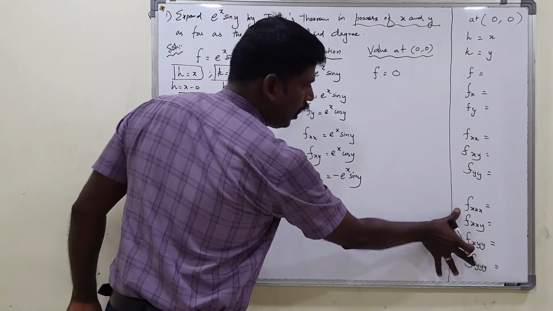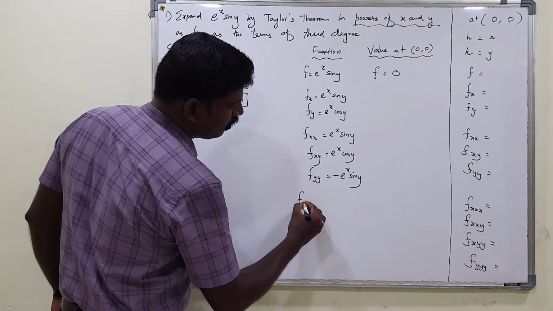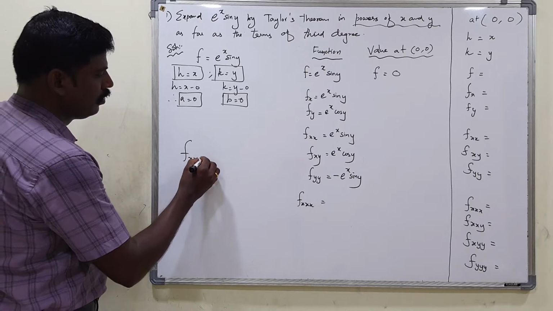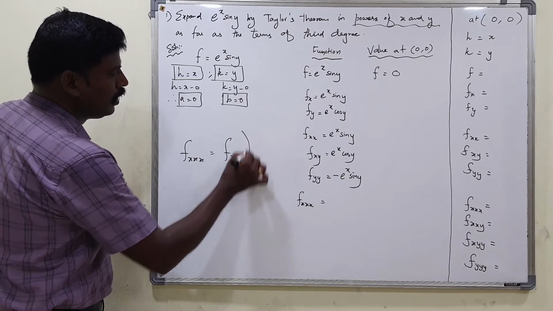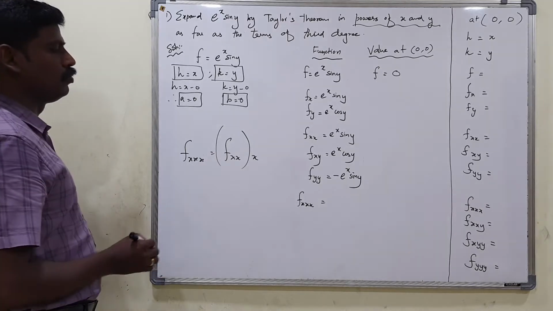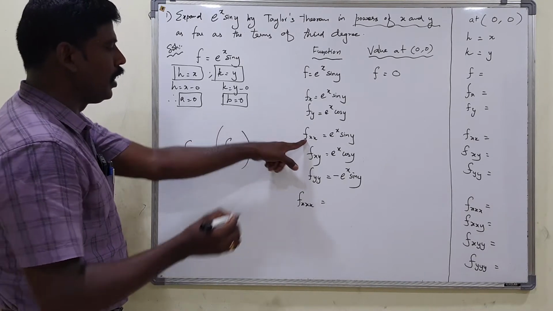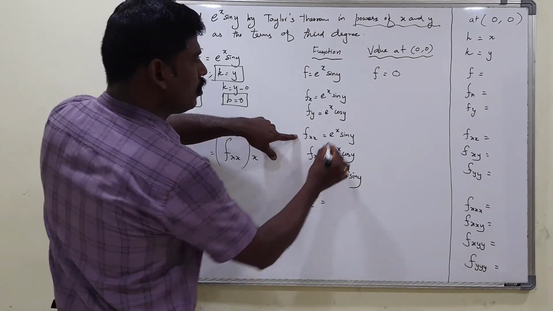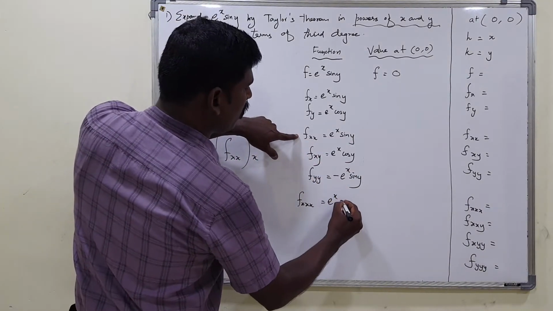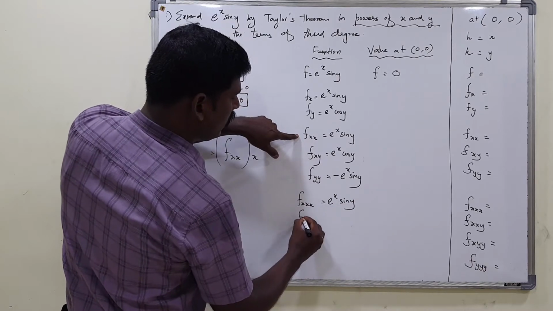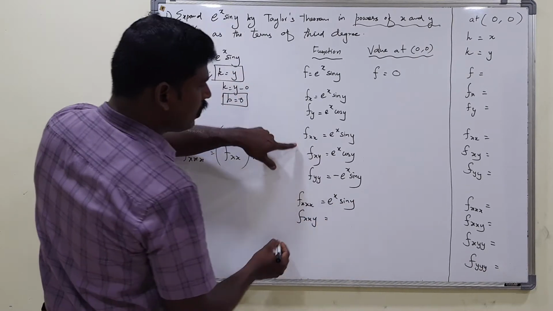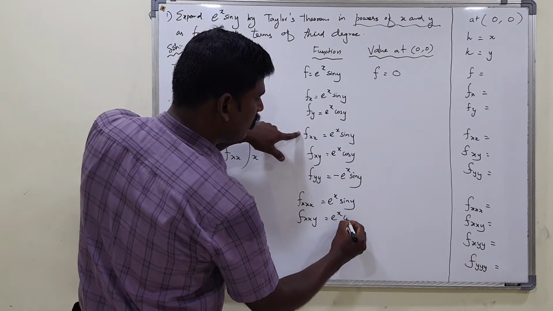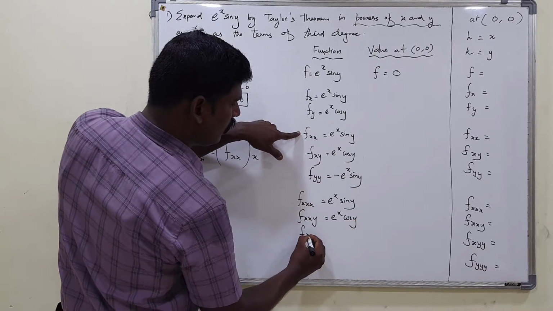And then I am going to find out the remaining four third order partial derivatives. F triple x. What is f triple x? That is equal to the partial derivative of f double x with respect to x once again. So e power x is again e power x sin y. And then f double x y, that means same f double x with respect to y. So sin y becomes cos y, e power x cos y.